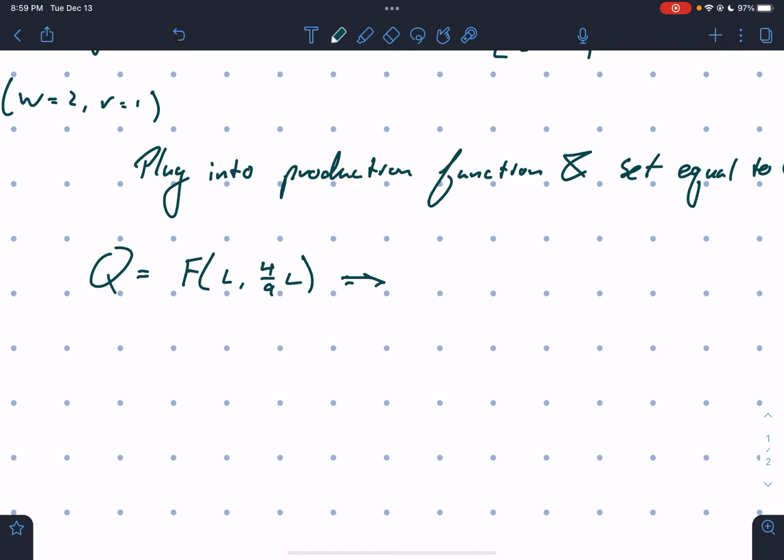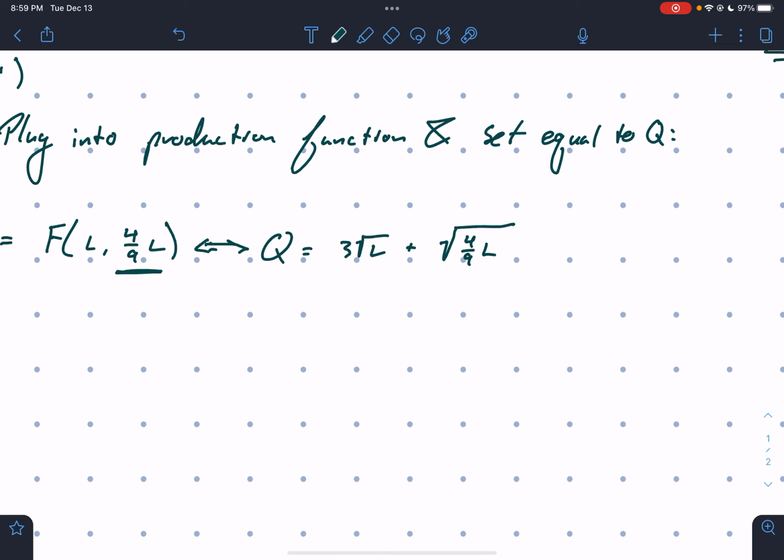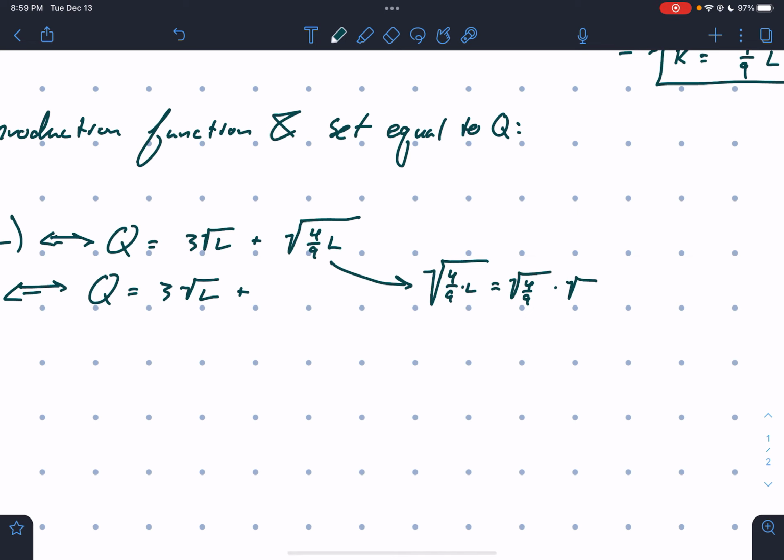So this holds only when Q is equal to 3 times the square root of L plus the square root of 4/9 times L. So I'm just going to plug this in for K. So I'm going to rewrite this. Q is equal to 3 root L plus, one thing I can do here, I note that the square root of 4/9 times L is equal to the square root of 4/9 times the square root of L.